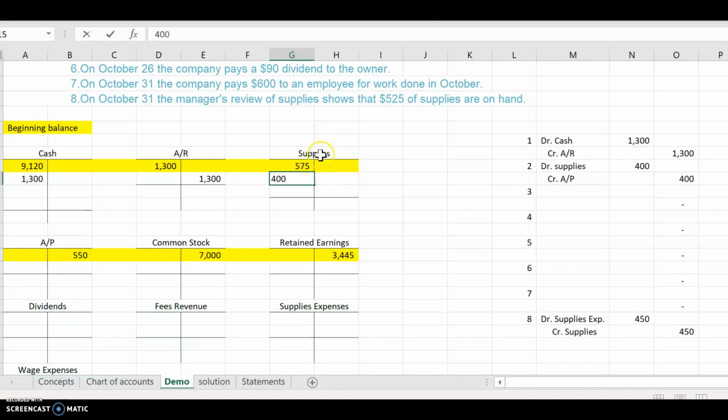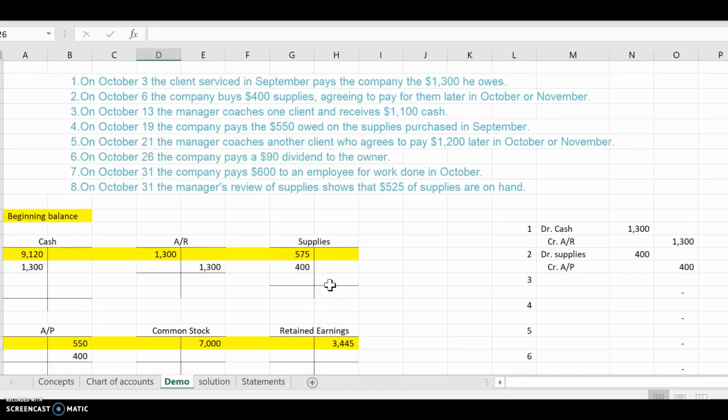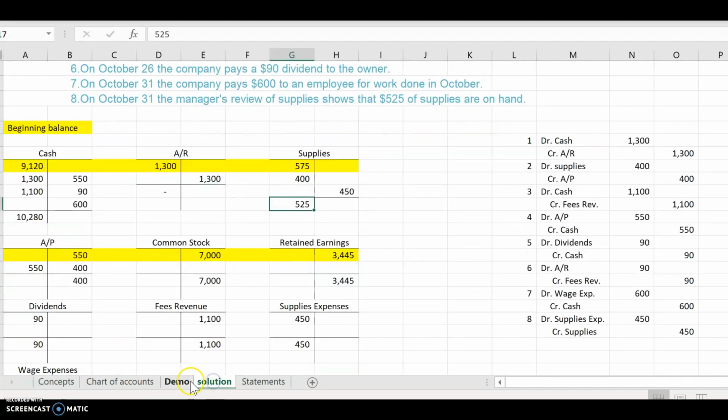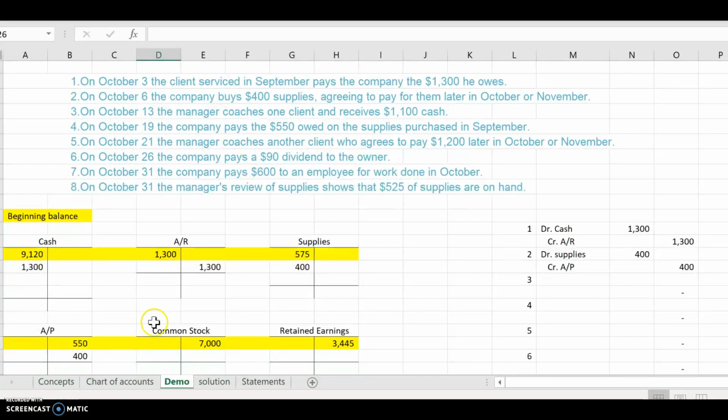So I go to the supplies T account, which means it's the supplies general ledger. I debit that general ledger for 400 for the second one, and then I go to accounts payable. I credit that for 400. We have a lot more cash transactions, so I'm not going to summarize cash, but this is the only accounts receivable transactions that we have experienced during the month.